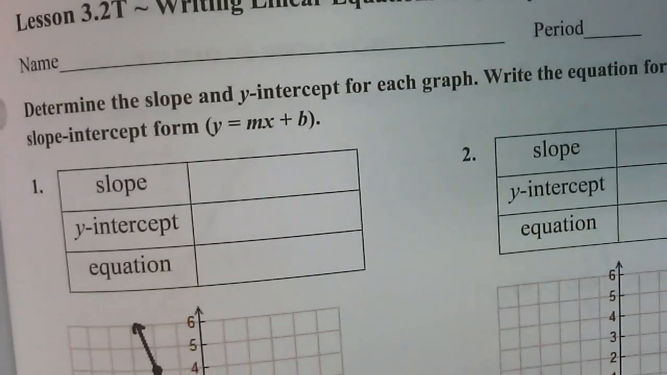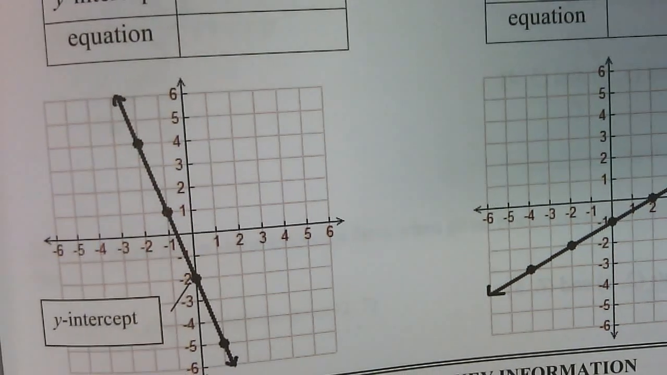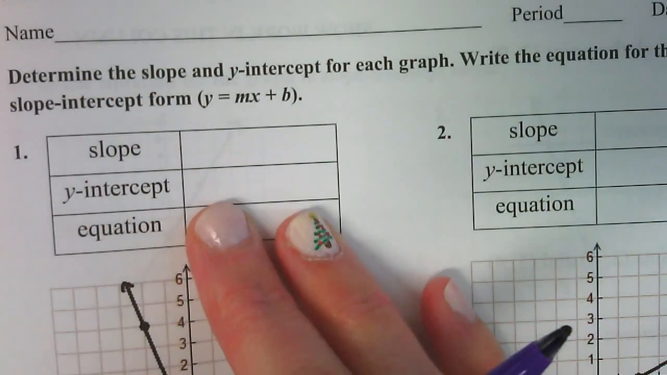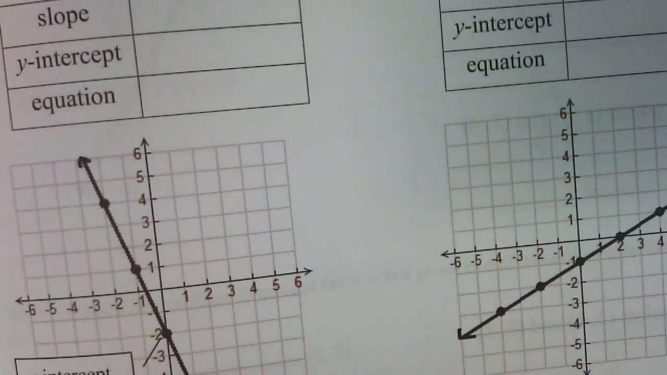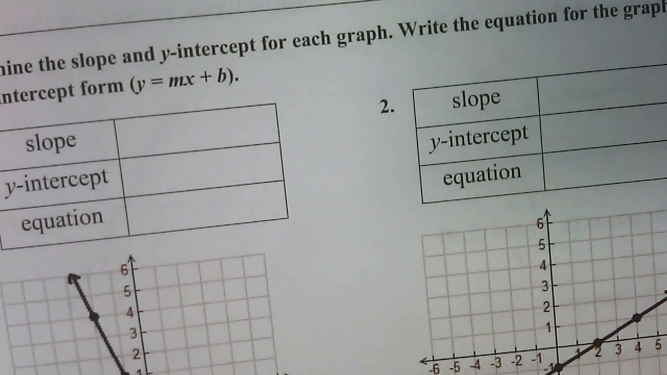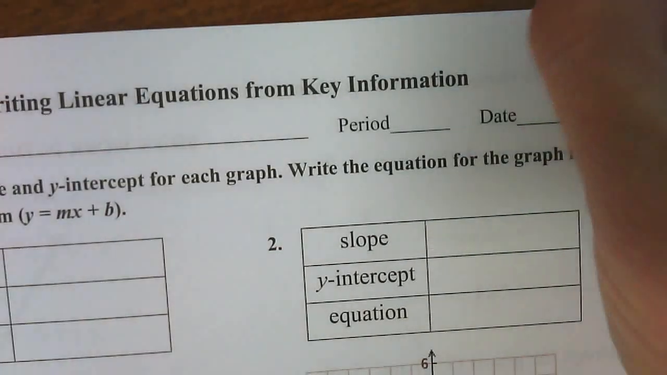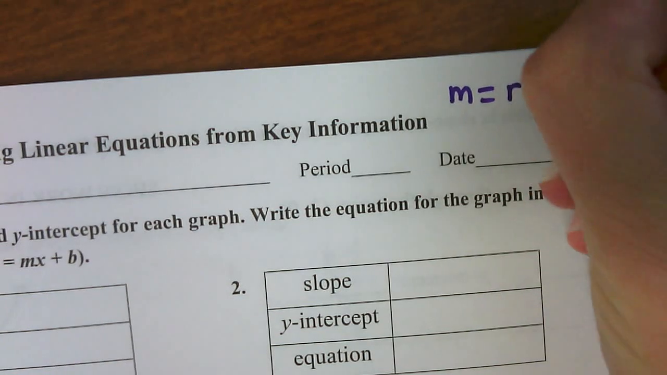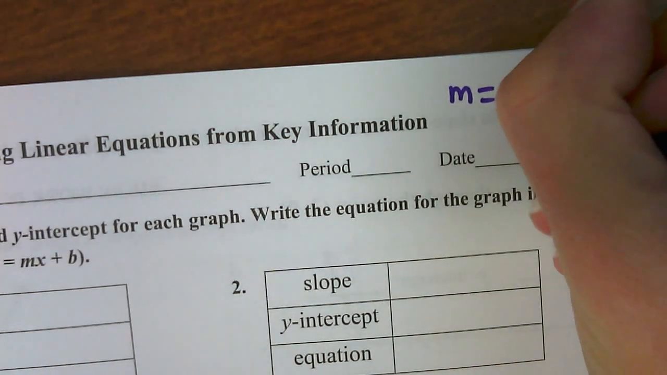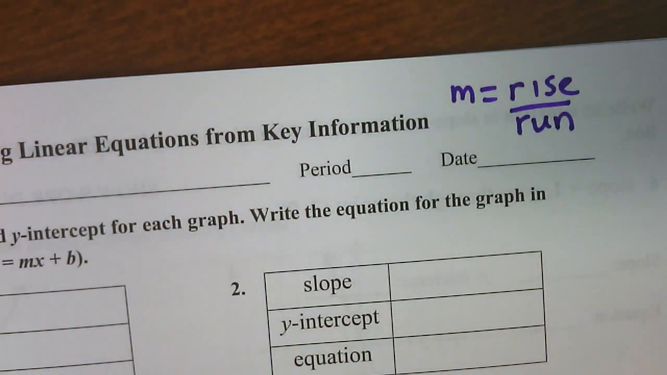Okay, for this page, we are going to be dealing with being given a graph and having to figure out all these missing pieces: slope, y-intercept, and our equation. So one important thing to keep in mind, and I'm going to write this just over here on the side, is that our slope, which is m, is our rise over our run.